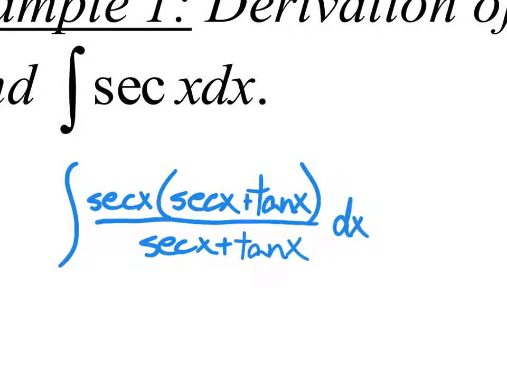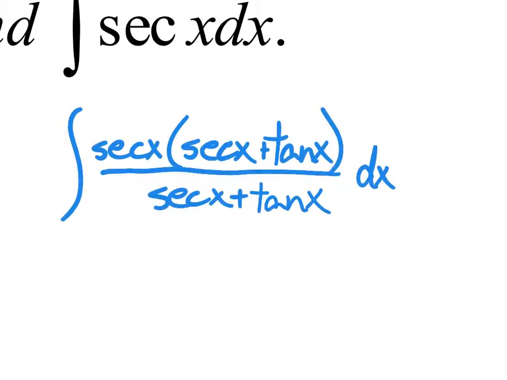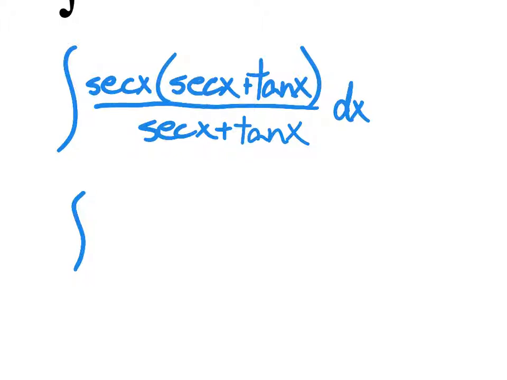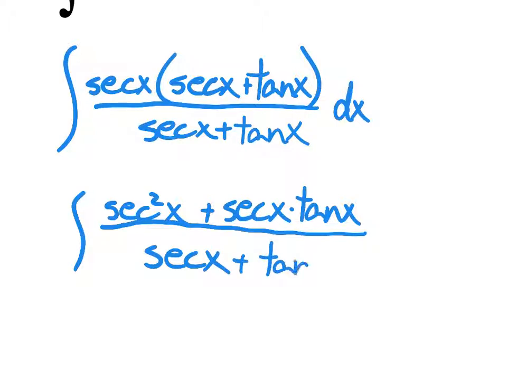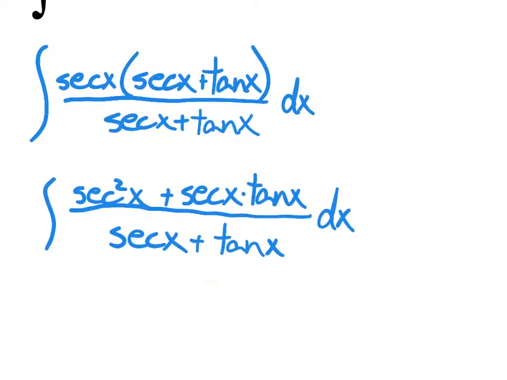And you might be thinking, okay, well, that just got a whole lot more complicated. But actually, what we're going to end up doing is if we distribute here, we end up with a secant squared plus a secant times tangent. Now, those might look a little bit familiar. Those are derivatives of trig functions, right? In fact, secant squared is the derivative of tangent, and secant times tangent is the derivative of secant.